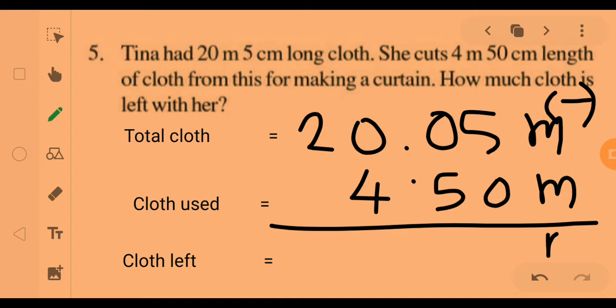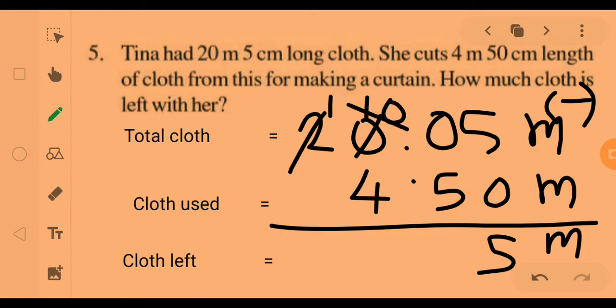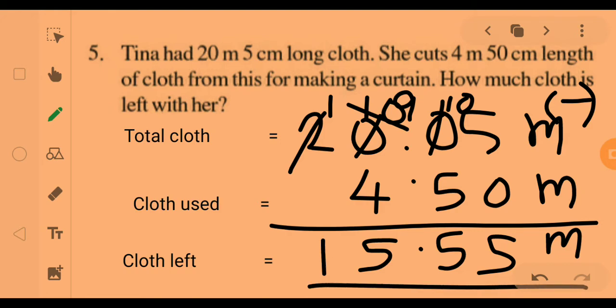So how much do we have? We have to take the difference. So 5, we have to borrow from 2, this place becomes 1, next place is 10. From this 10, 1 is borrowed. So 9, and this place finally becomes 10. So 5 from 10, 5, then the decimal point, 4 from 9, 5, then the last 1. So the cloth left with her is 15.55 meter. 15 meter 55 centimeter is the length of cloth left with Tina.